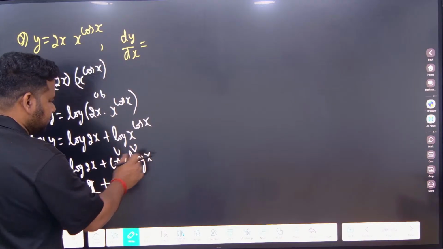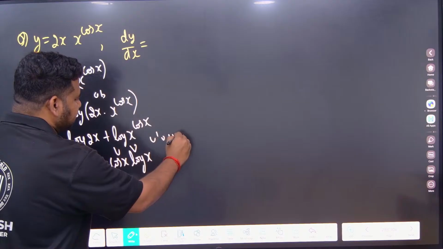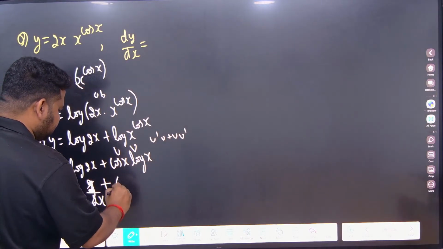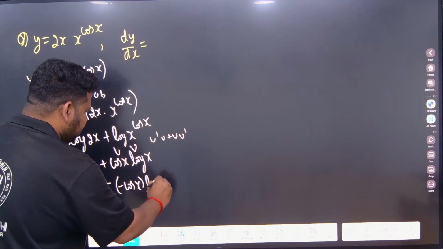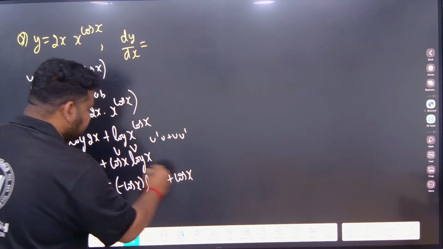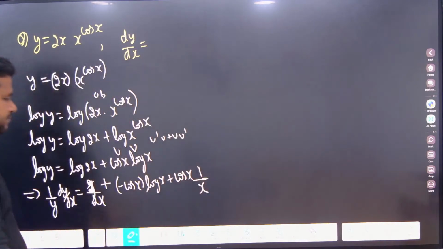If you apply the product rule, this will become the derivative of cos x into log x, that is u dash v plus u v dash. What is u dash here? Minus sin x. So minus sin x into log x, plus cos x you will write as it is. The derivative of log x is 1 by x. Okay, this is what we have.